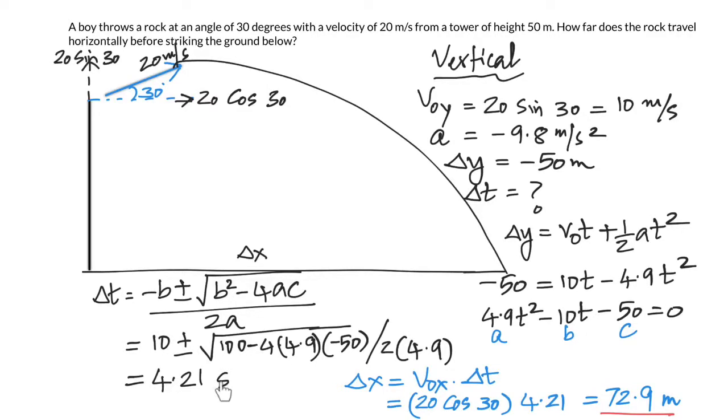Once you get the time, we can find the horizontal displacement, remembering that the horizontal velocity never changes. Therefore, just multiply that with the time to get the horizontal displacement.